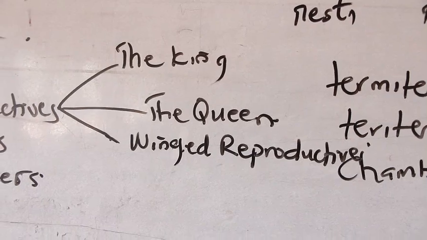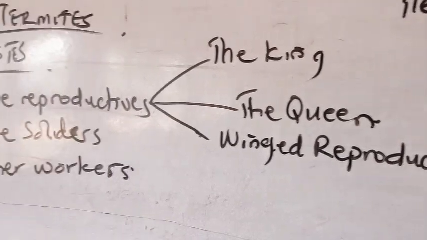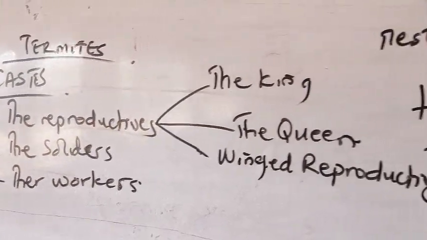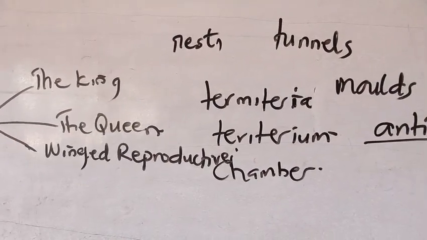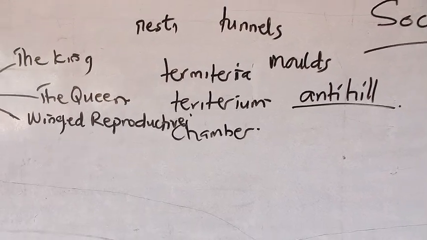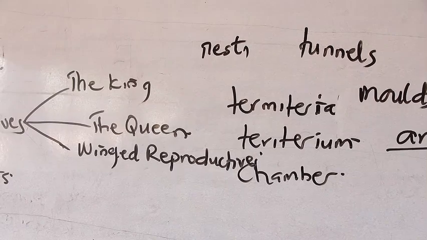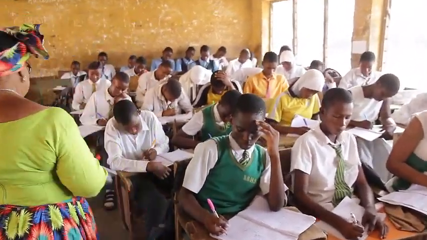The termite caste consists of 3 castes. We have the reproductives, the soldiers, and the workers. Then when we come to the reproductives, we have the king, the queen, and the winged reproductive. So let's start from the king. The king is the reproductive male individual.